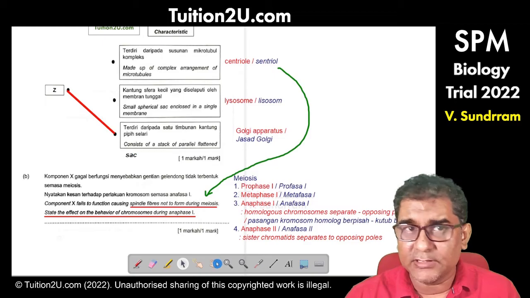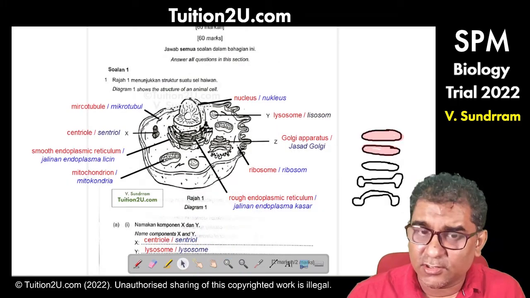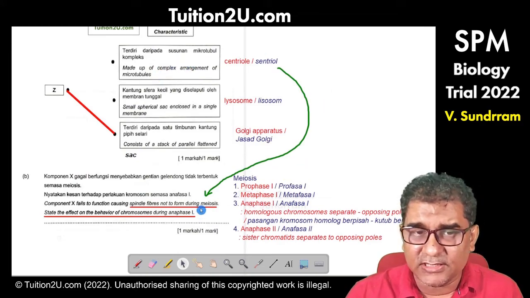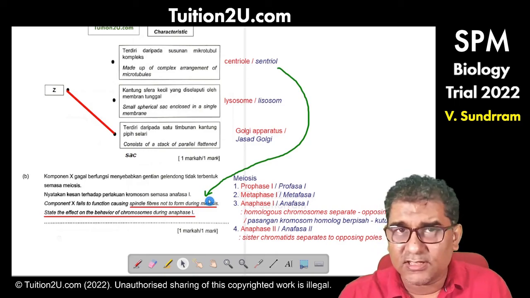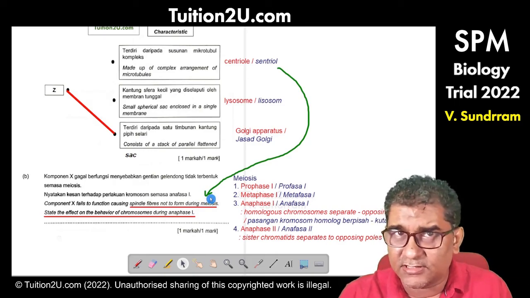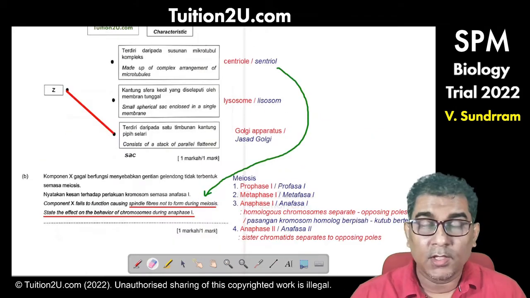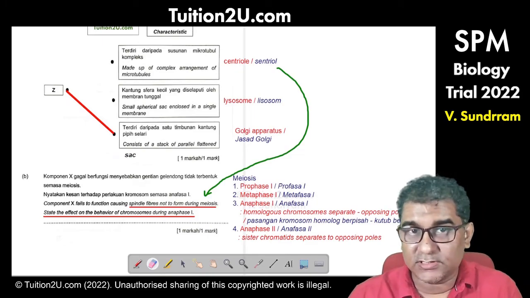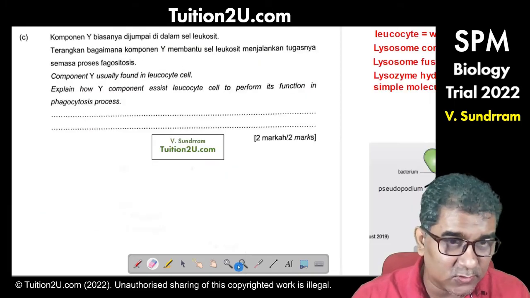After spindle fiber, you see here, the question asks you about centriole. Here they describe the centriole, and they ask what happens if the centriole doesn't function. If the centriole doesn't function, the spindle fiber doesn't function. So if you go back here, now there is lysosome. The next question, they already asked us about centriole, so the next question should be something related to lysosome. So let's look at the next question.